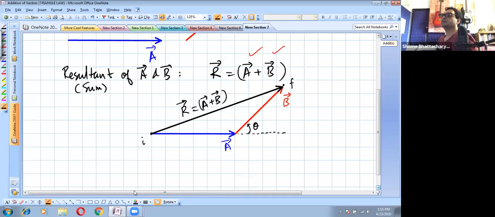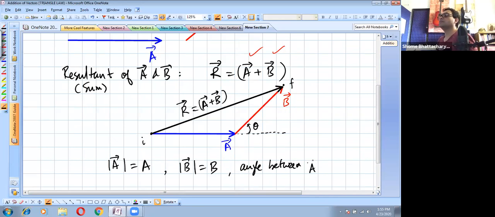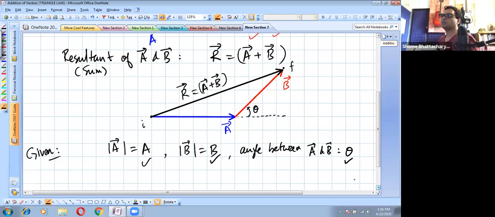Suppose I denote the magnitude of the vector A by the short form A scalar, and the magnitude of the vector B by the short symbol B scalar, and the angle between A and B. That is why we did that exercise of calculating the angle between. So the angle between the vectors A and B is denoted by theta. These quantities are given to me. Suppose I know the numerical values: mod A is some 10 units, mod B is some 5 units, theta is some 30 degrees or whatever.